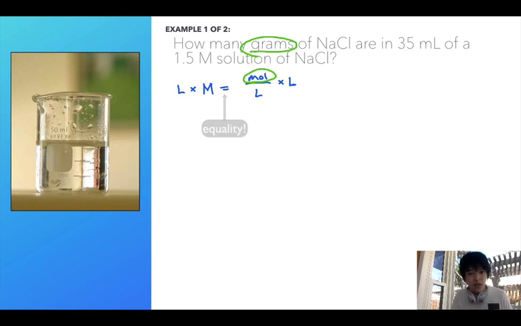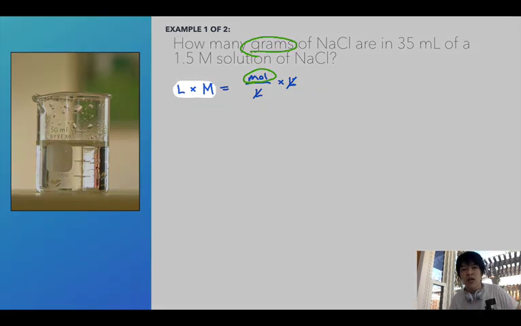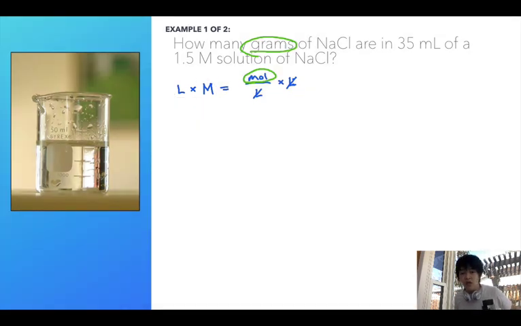On the left side, nothing cancels out, but on the right side, liters and liters cancels out. And what we're left with, if you canceled out the liters on the right side, you'll notice that moles is now by itself. Moles is equal to liters times molarity. So we're going to use this equation, and we're going to start plugging things in. So again, moles is equal to liters times molarity.